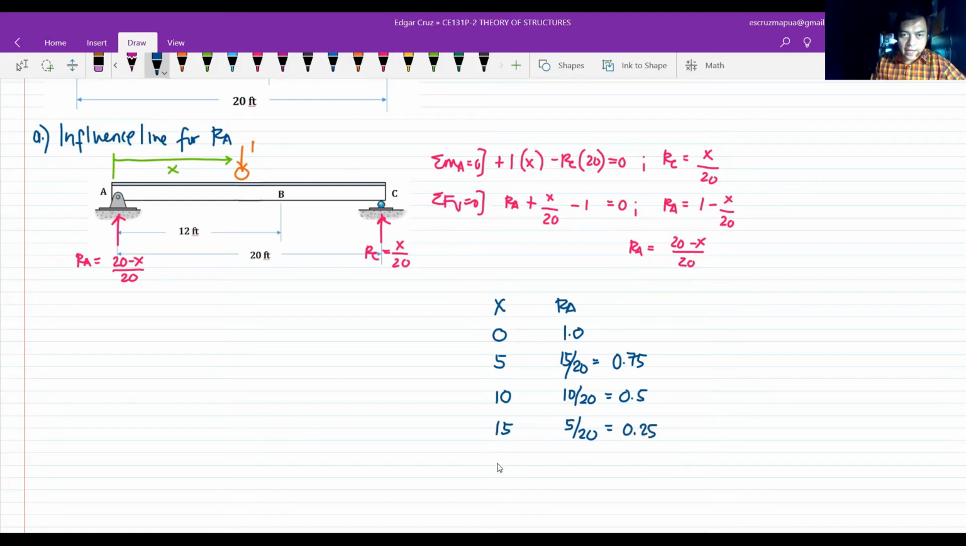Then what if X is equal to 20? X equals 20 means the unit load is at point C. So substituting X equals 20 in the equation for RA, it would be 20 minus 20, 0 over 20, so that would be 0. Okay, so when we plot this, let us plot this one here.